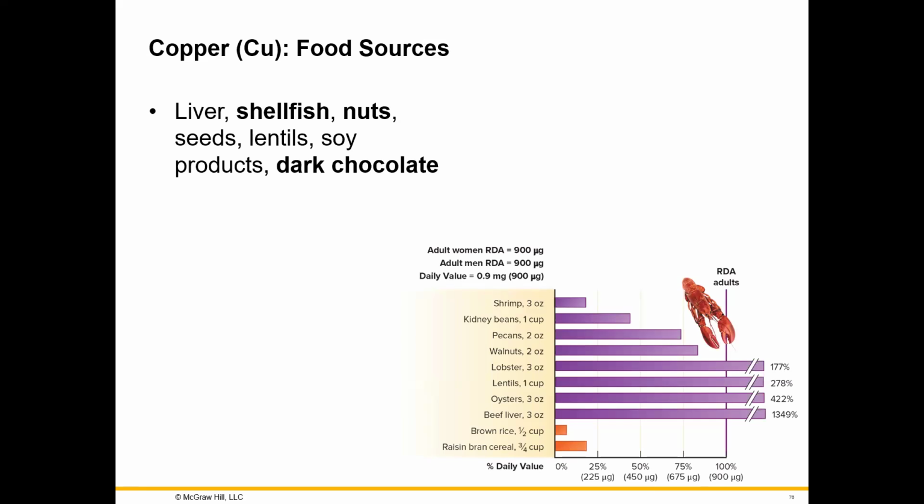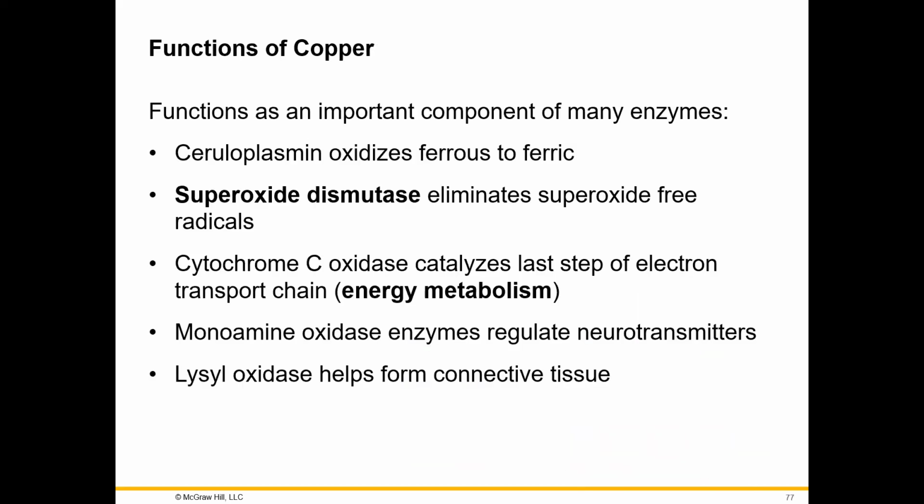All right, now to copper. Food sources of copper include liver, shellfish, nuts, seeds, lentils, soy, and dark chocolate. If you need any excuse to eat some more dark chocolate, there it is. Copper also functions as an important part, or co-teammate, or cofactor of enzymes. And one of the most important ones, again, is superoxide dismutase.